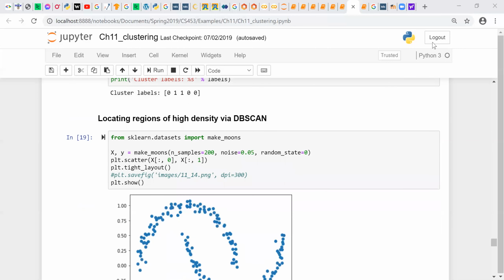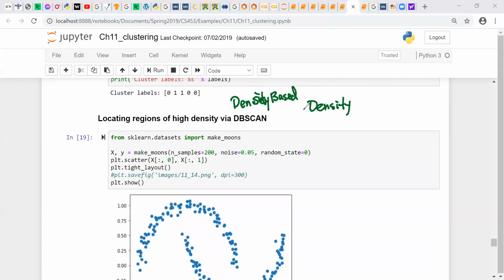The last one we discuss is DBSCAN, spatial clustering. I don't remember what the other letters represent, but anyway, this is based on density. Oh, I'm sorry, it's not dense, it's density-based.